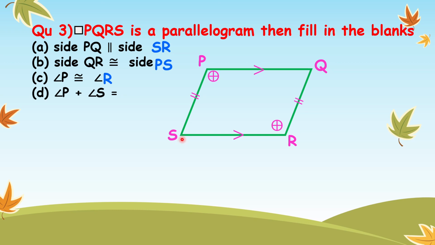Angle P plus angle S. That means angle P and angle S lie on the same side PS. So angle P and angle S are a pair of adjacent angles, and we know that a pair of adjacent angles is supplementary. So angle P plus angle S is equal to 180 degrees.